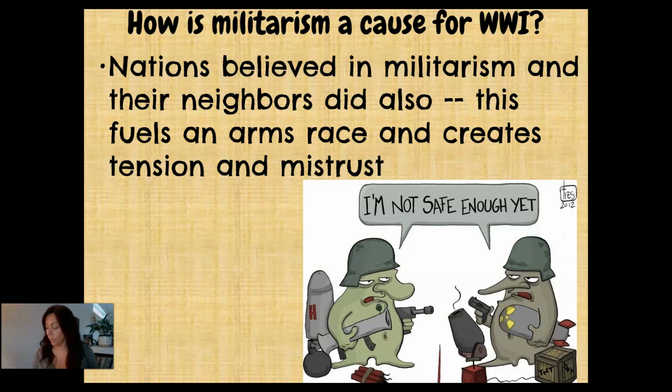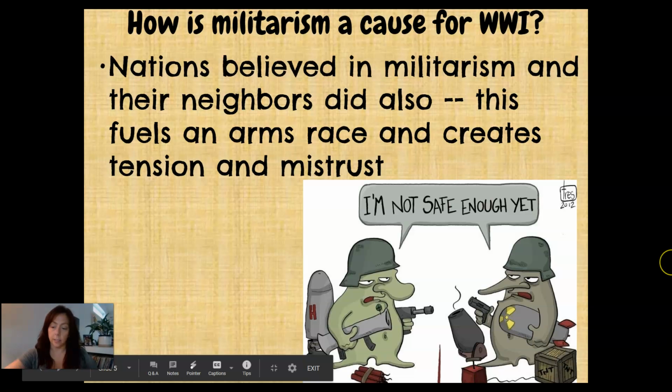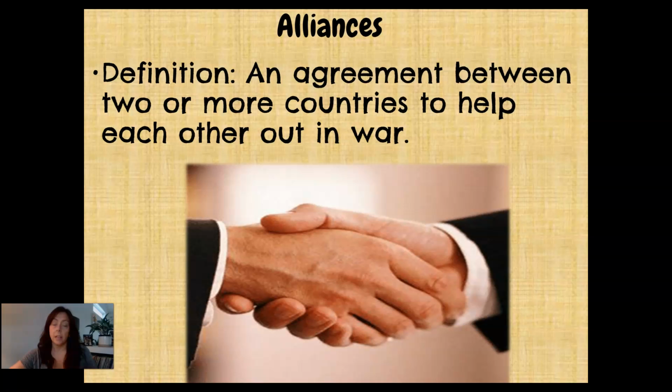Germany in particular was very organized in a way that promoted militarism. So other nations, out of fear, were building up their armies as well. So there's tension, there's mistrust, and you can see the comic. It's not safe enough yet. We have to keep making more, more, more.